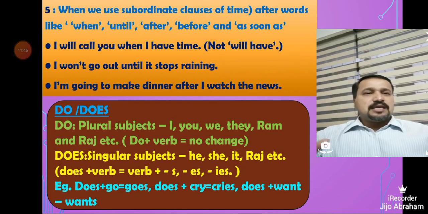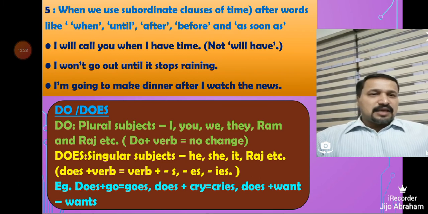The two unseen auxiliaries of present simple. Do is used with plural subjects and does is used with singular subjects. Do is used with subjects like I, you, we, they, Ram and Raj, then Shyam and Sonu. So they are considered to be plural. Along with the plural subject, when do is added with the verb, that does not make any change. The verb will remain the same. That means when a plural subject is used, you have to use the verb as it comes.